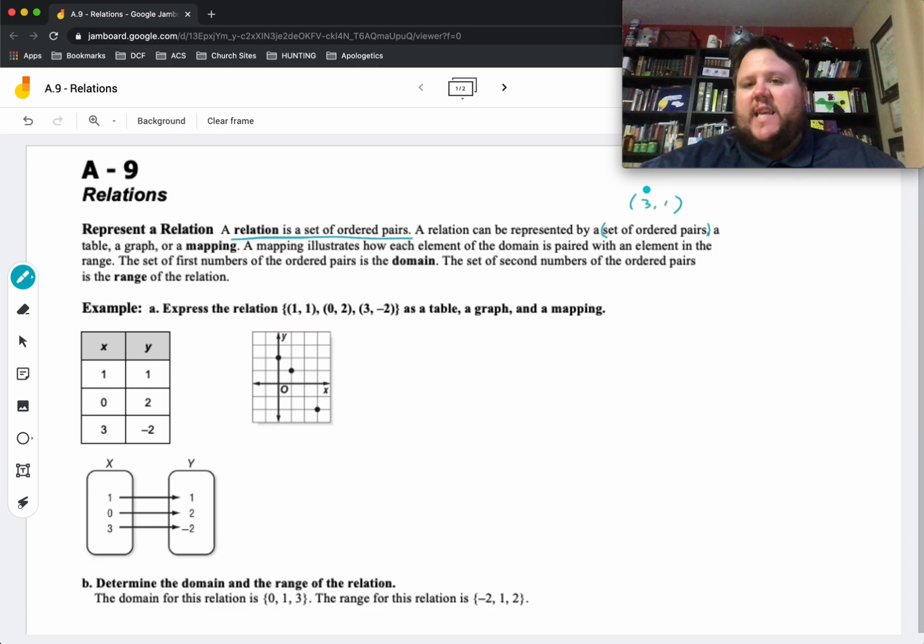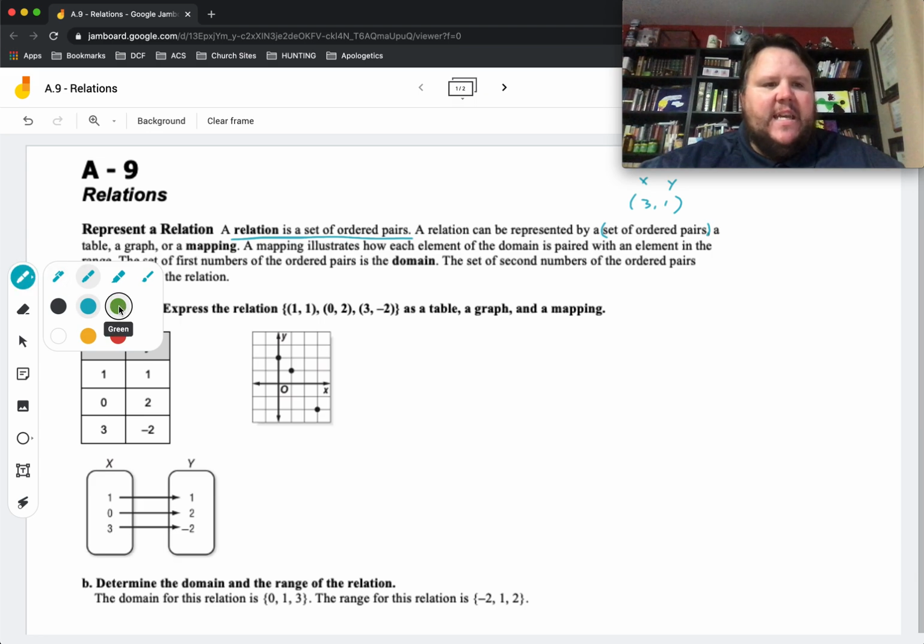So the relation is, my x is the domain. My x is 3. That's my domain, and it goes to my y, which is the range, which is 1. So it can be labeled as an ordered pair. It can be shown as a table.